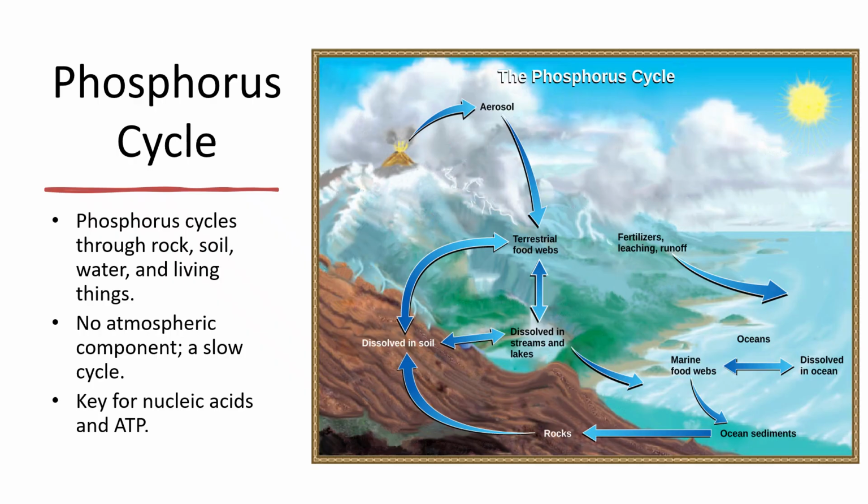The phosphorus cycle moves phosphorus through rocks, soil, water, and living things. It's a slow cycle without an atmospheric phase. Phosphorus is key for nucleic acids and ATP.